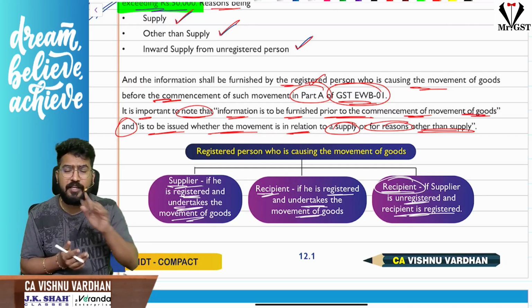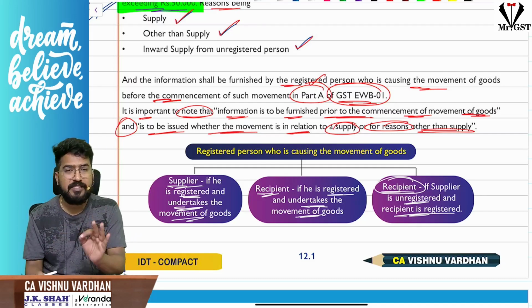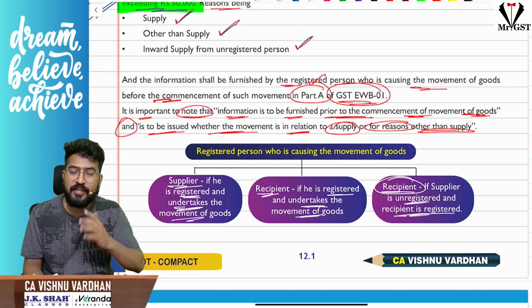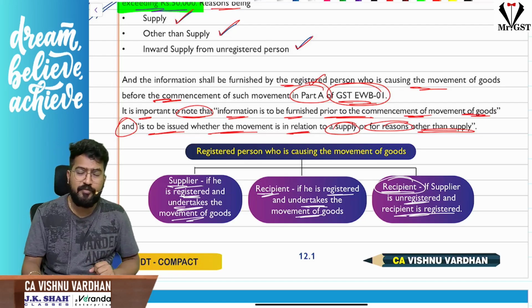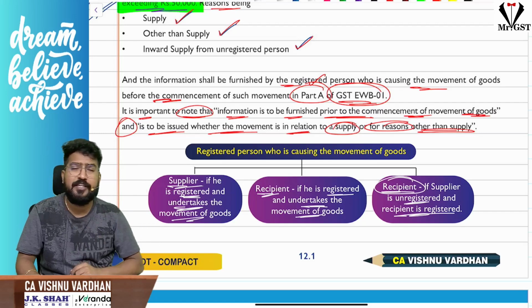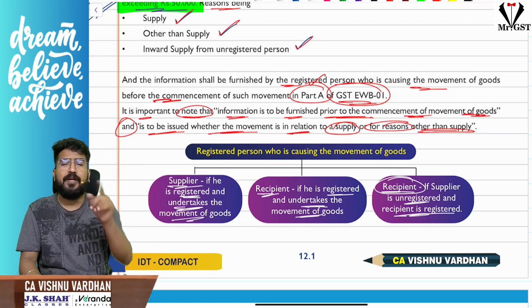We will file part A of the EWay bill. In part A, there will also be something called transporter ID. It is not mandatory, it is optional. If you give the transporter ID in part A of the EWay bill, the EWay bill will be assigned to the transporter, so he can update part B details if he wants.